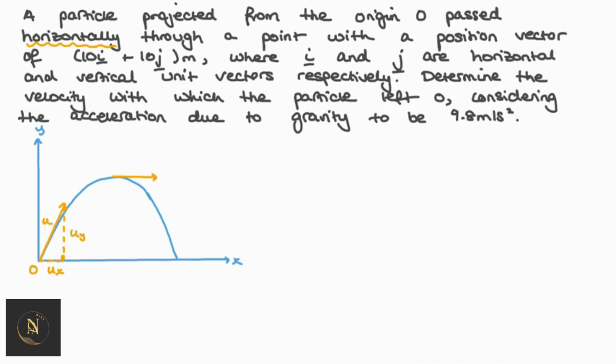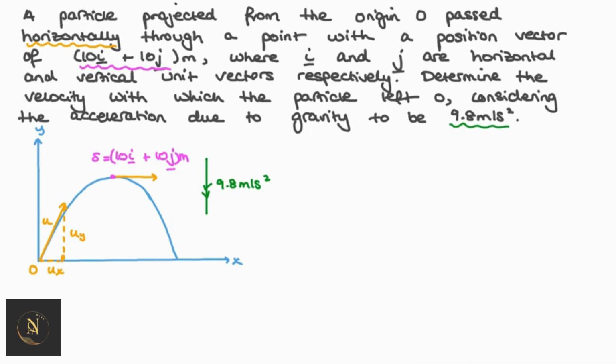There is a moment when the particle is passing horizontally through a point. This must be at the highest point the particle reaches. We know this occurs when the vertical velocity is equal to 0. And we know at this point the position vector is 10i plus 10j meters. And then we can see that acceleration due to gravity is 9.8 meters per second squared in the downward direction.